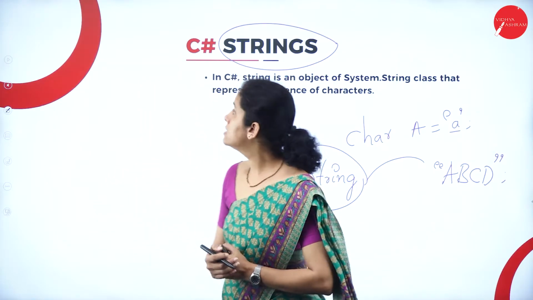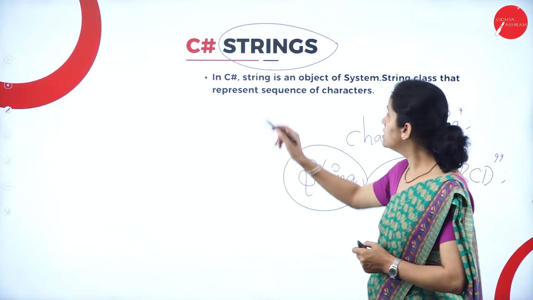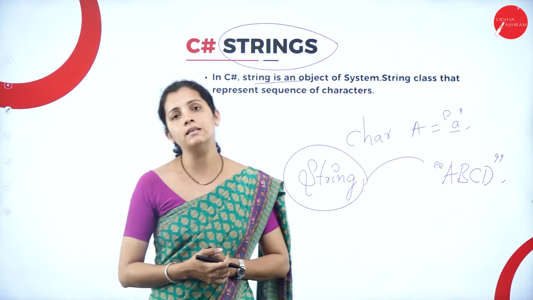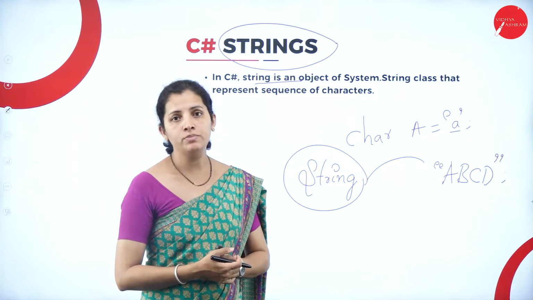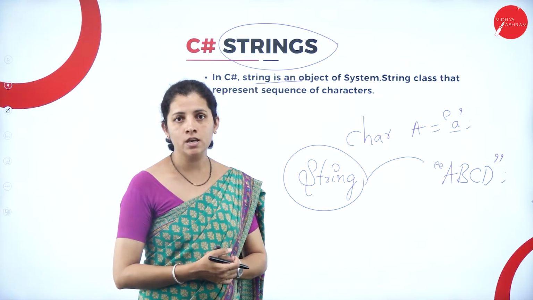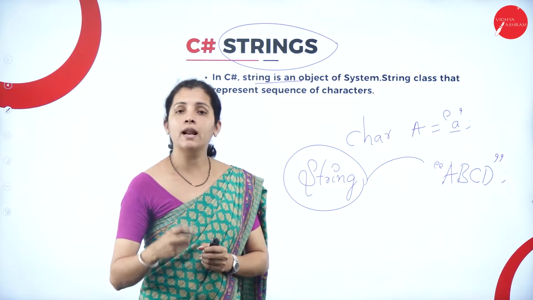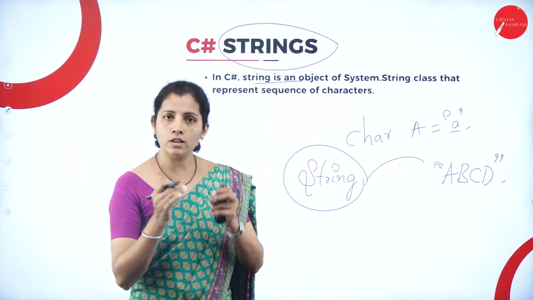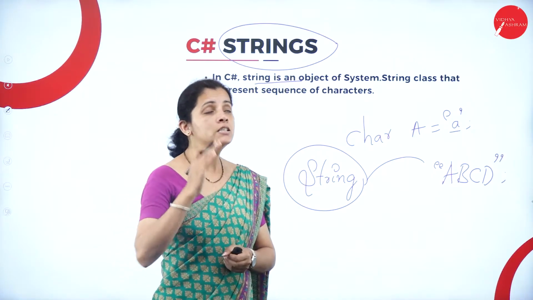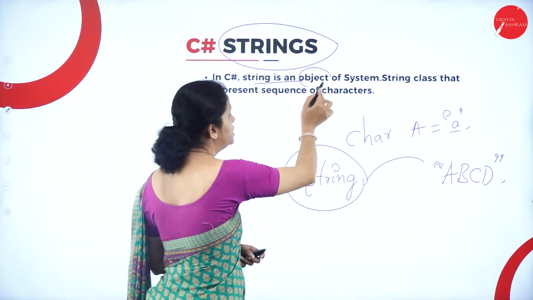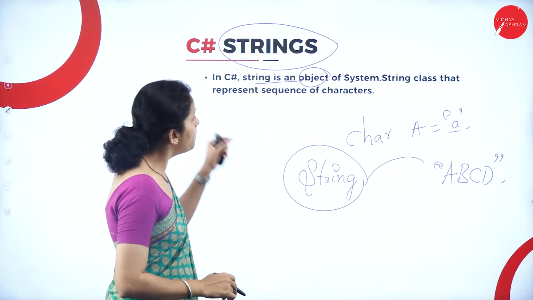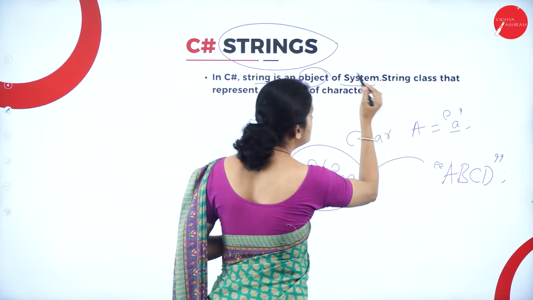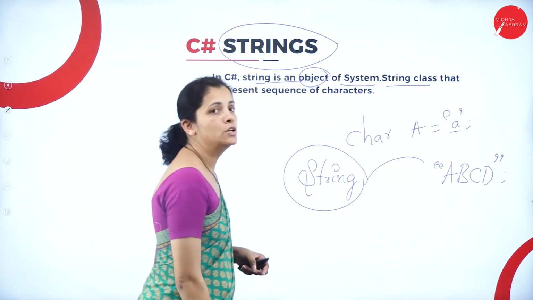Now, what is string? In C#, string is an object. So, dear student, C# is an example of an object-oriented programming language. When it is an object-oriented programming language, then everything is treated as objects. For that reason, in C#, string is nothing but an object, which is present in the System namespace. So, System.String class.